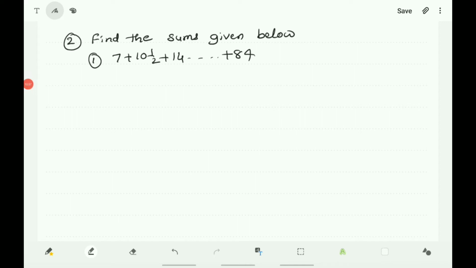Come to the second main, first question. Find the sums given below. The first question is 7 plus 10 1 by 2 plus 14 and so on plus 84. Here A is 7 and D is 10 1 by 2 minus 7. That is, 10 and a half minus 7 is 3 and a half. You can convert it into an improper fraction. That becomes 3 2s are 6 plus 1 is 7 by 2.